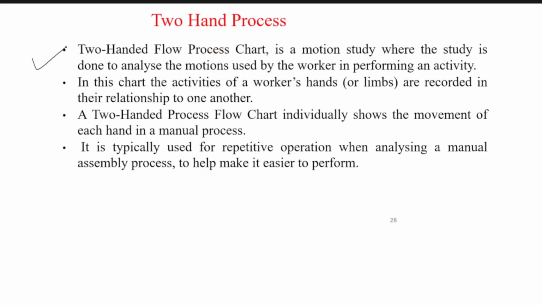Now let us see, two-handed flow process chart is a motion study where the study is done to analyze the motion used by the worker in performing an activity. In this, the activities of the worker's hands or limbs are recorded in their relationship to each other. Two-handed process flow chart individually shows the movement of each hand in a manual process. It is typically used for repetitive operation when analyzing a manual assembly process to help make it easier to perform.